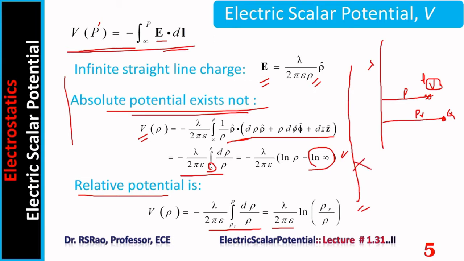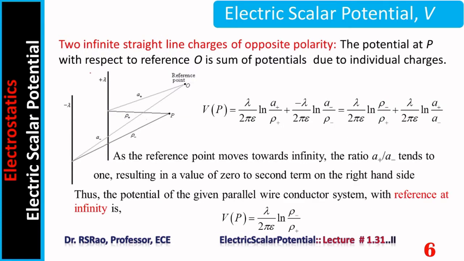This is one thing. Second thing is for this charge distribution, zero potential point exists nowhere. Now we consider two infinite straight line charges of opposite polarity, one carrying positive charge and another carrying negative charge. The interest in this configuration is that this is actually a parallel wire transmission line.